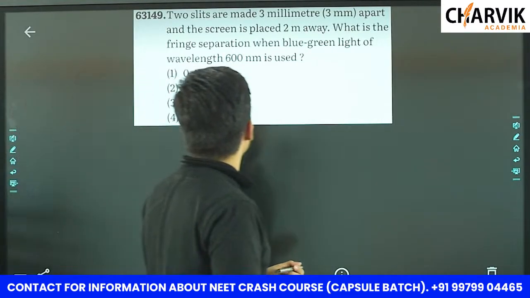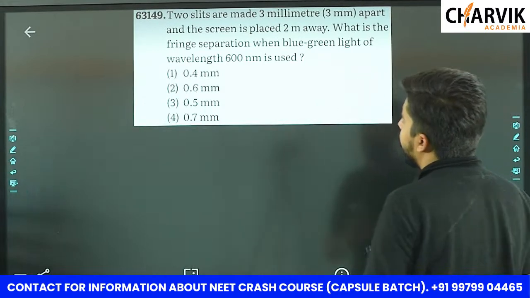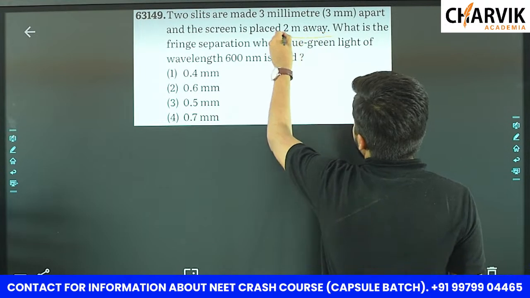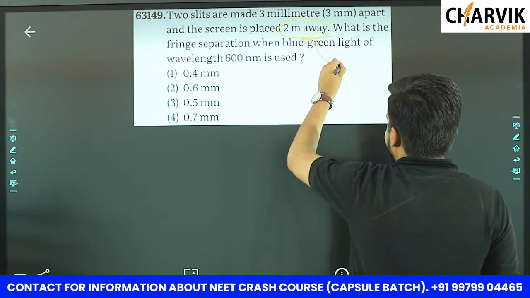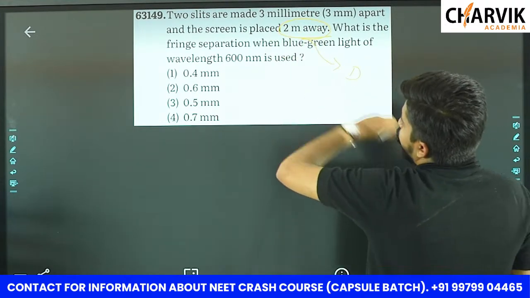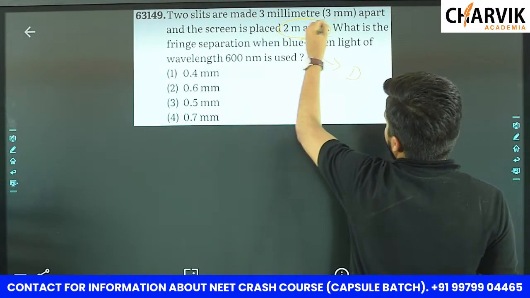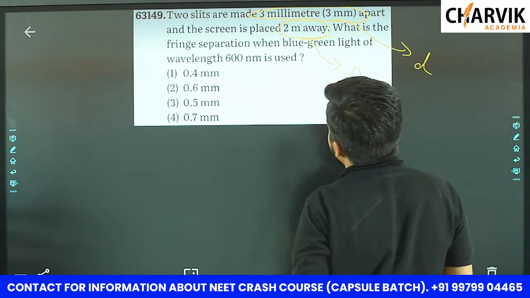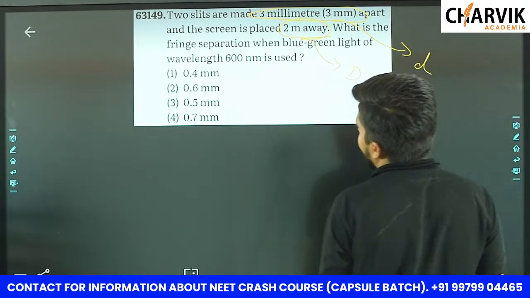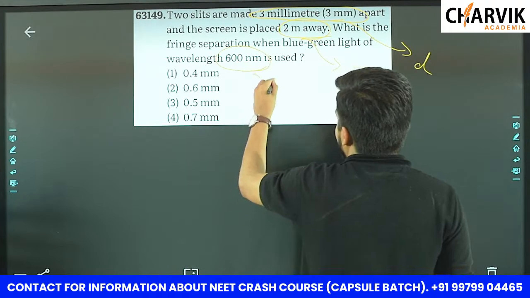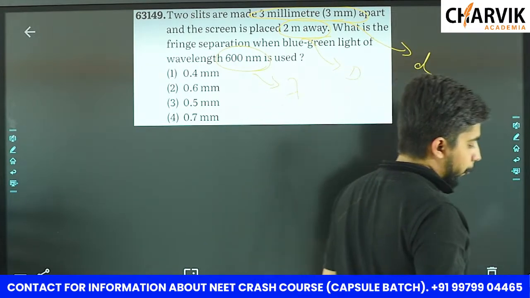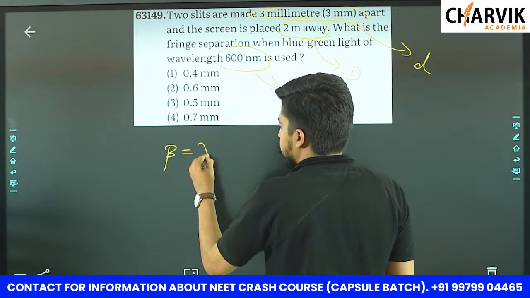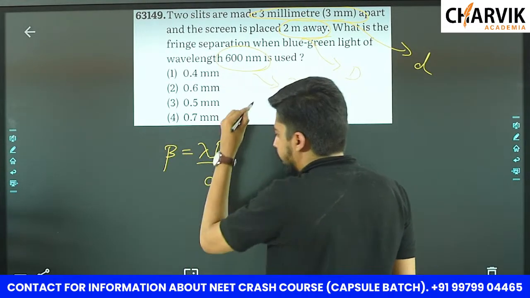Next question. Two slits are made 3 millimeter apart and the screen is placed 2 meter away. If the screen is placed 2 meter away, that means the capital D is given. Two slits are made, the distance between the two slits, that means the small d is given. What is the fringe separation when the blue-green light of wavelength lambda is given? What should be the formula for that? The formula should be beta equals lambda into capital D divided by small d.